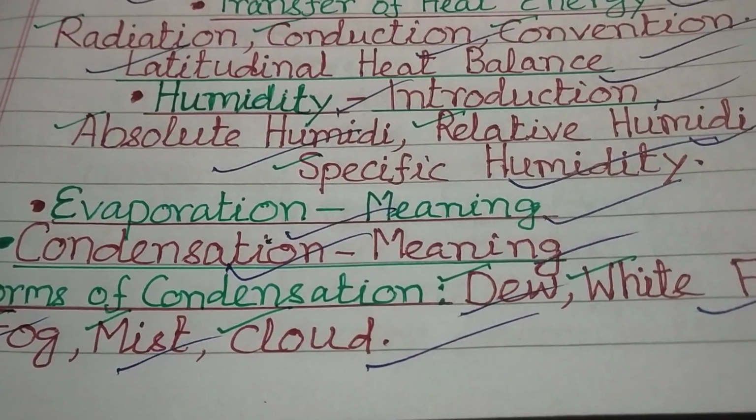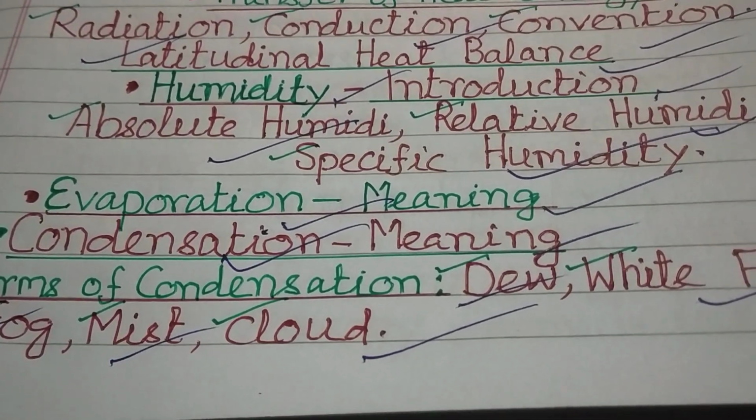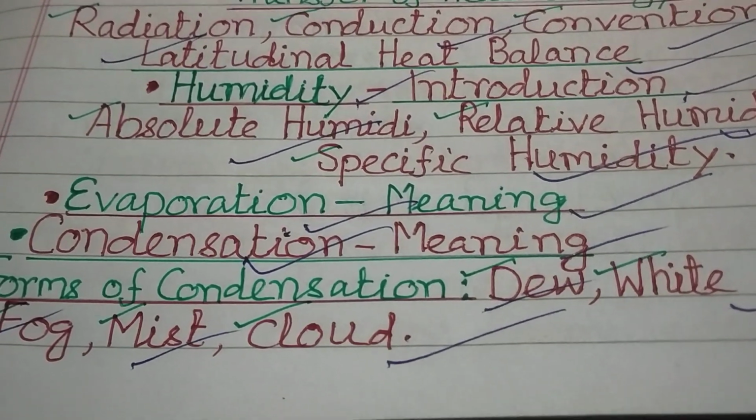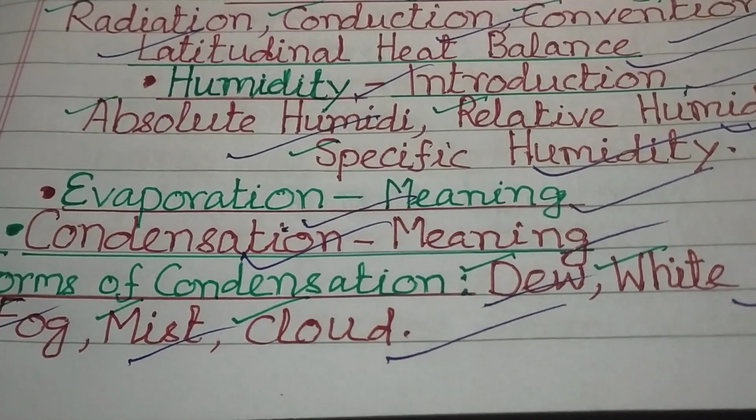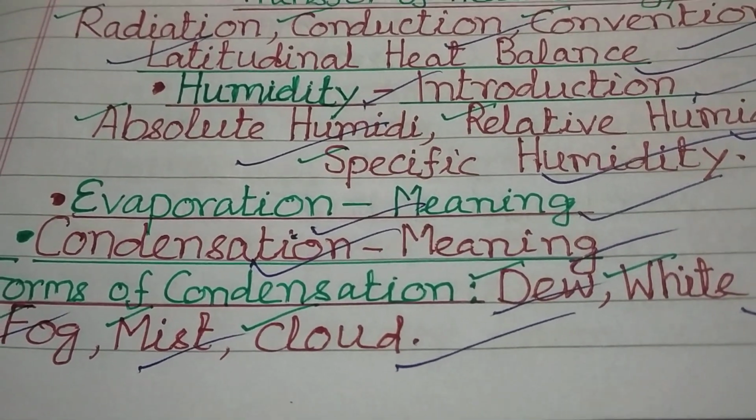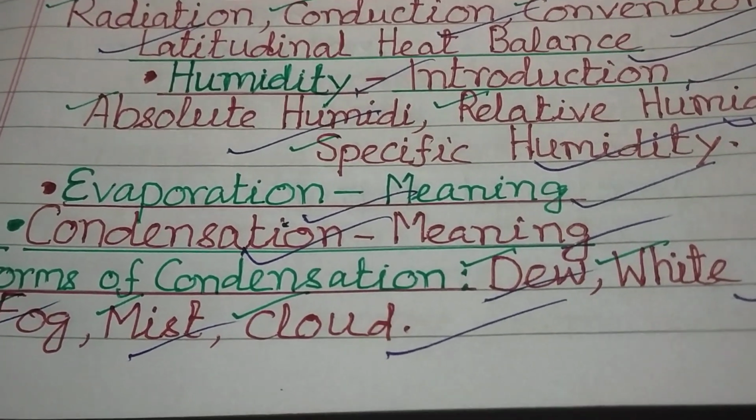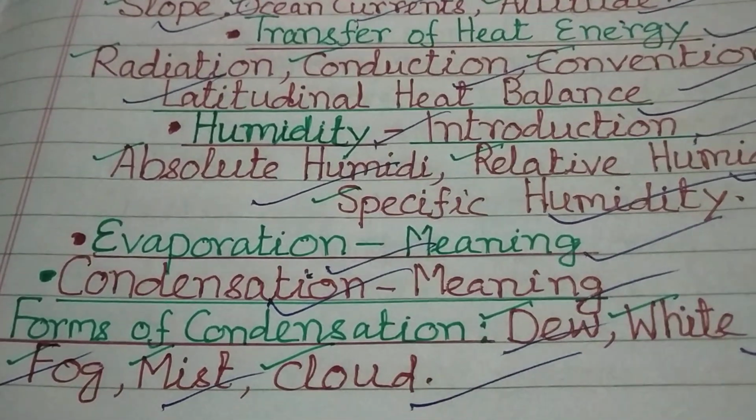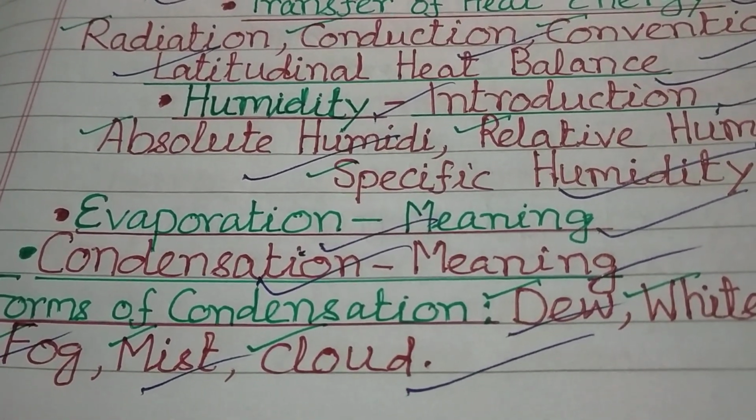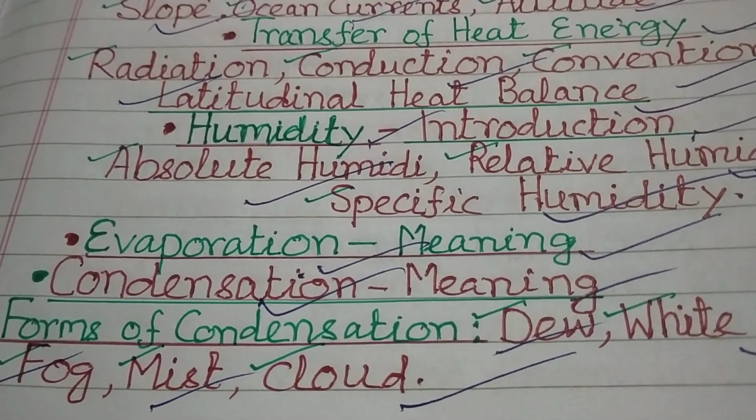And finally, the last form of condensation is cloud. A cloud is a mass of minute droplets of water or tiny crystals of ice formed by the condensation of water vapor in free air at considerable elevations. So, these are the different forms of condensation as we discussed under the head condensation.